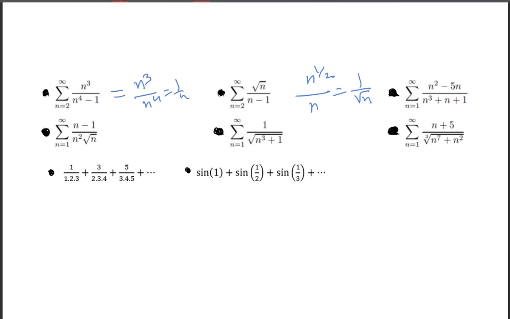So for problem number 5, what will be the bn? Problem number 5, this one. 1 by n to the power 3 by 2. This will be 1 by n cube root over 2, so bn is 1 by n to the power 3 by 2.